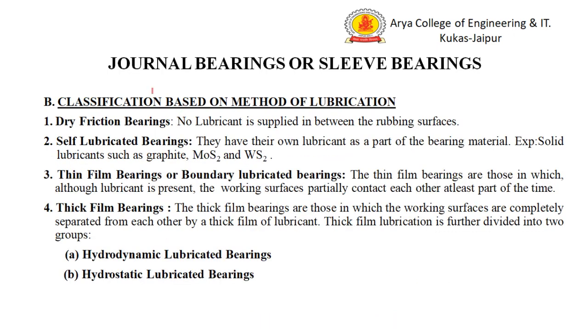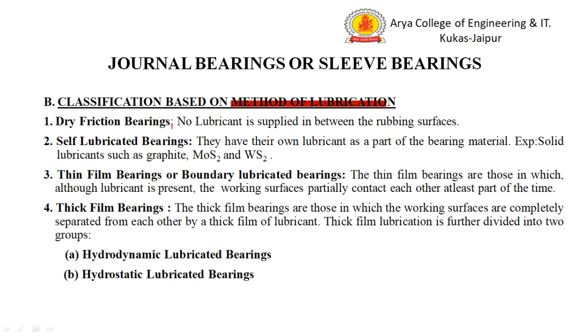So it is called a fitted journal bearing. The second method to classify journal bearings is on the basis of the method of lubrication. Basically, in a journal bearing, to reduce the friction between the two surfaces, the journal and the bearing are separated by a film of lubricating oil. So, according to this method, we can classify journal bearings as dry friction bearings, self-lubricated bearings, thin film bearings and thick film bearings.